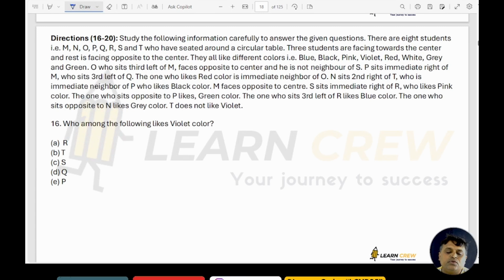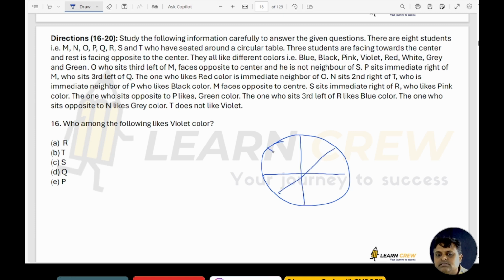Questions 16 to 20 are also a puzzle based on circular arrangement. There are 8 students in a circular arrangement. Three students are facing towards the center and the rest are facing outwards, so 3 face the center and 5 face outwards. They all like different colors, and the colors are given.